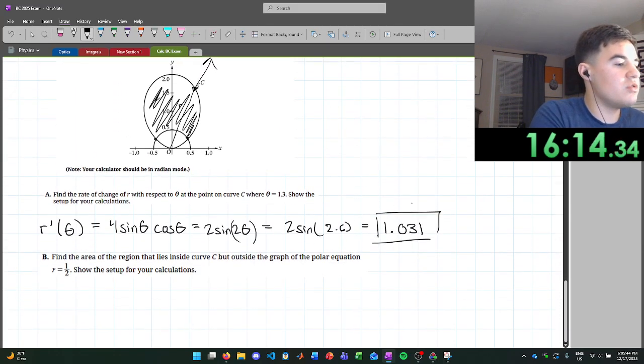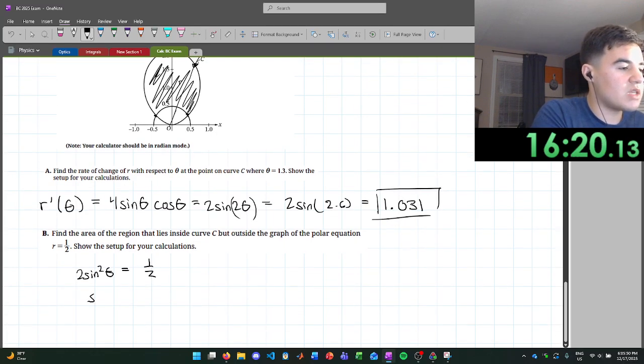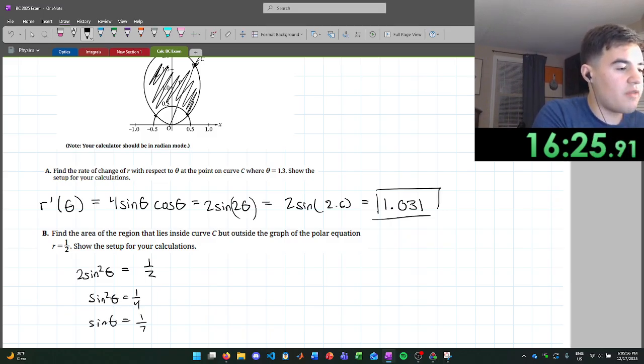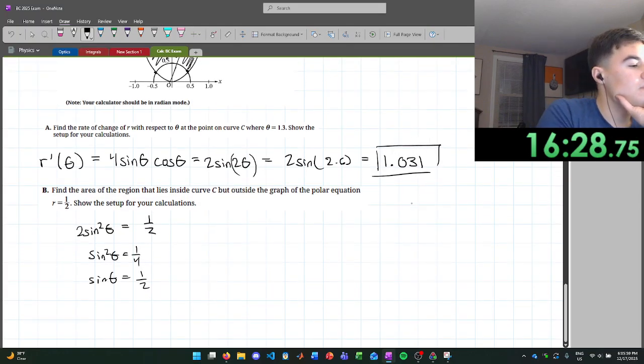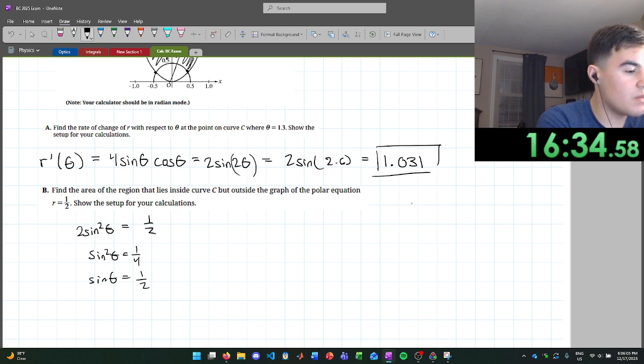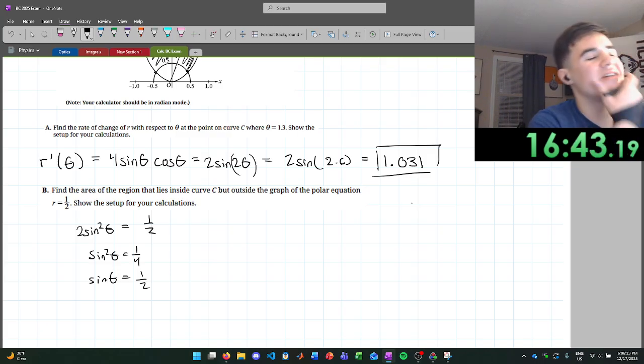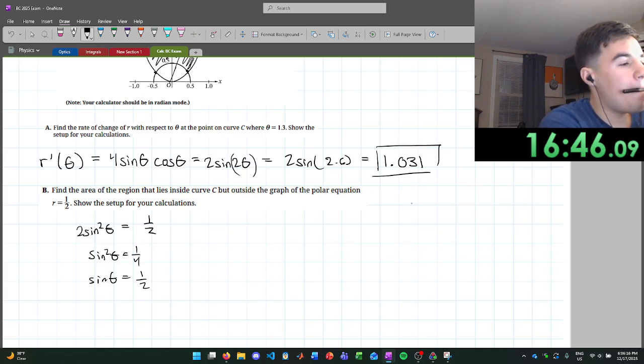So that's just going to be setting 2 sine squared theta equal to 1/2. So we get that sine squared theta is equal to 1/4. Sine theta is equal to 1/2. I don't remember which primordial angle this is. 0.5235. Is that like pi over 2? No. I don't remember, to be honest. It'd be pi over 3, pi over 4, pi over 2. I don't know what I'm trying here.